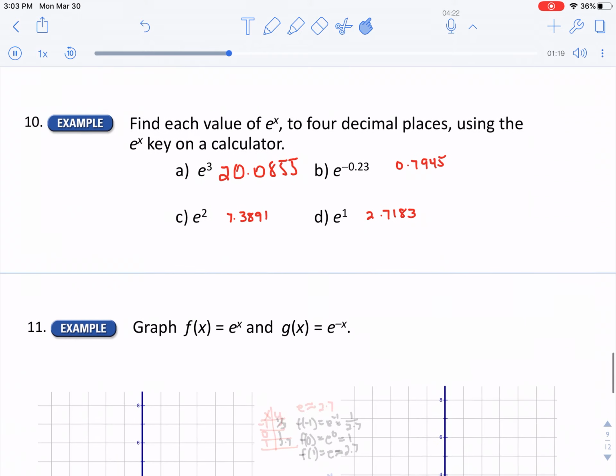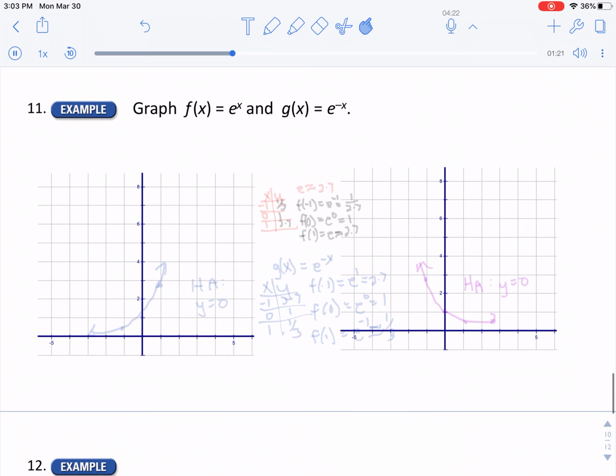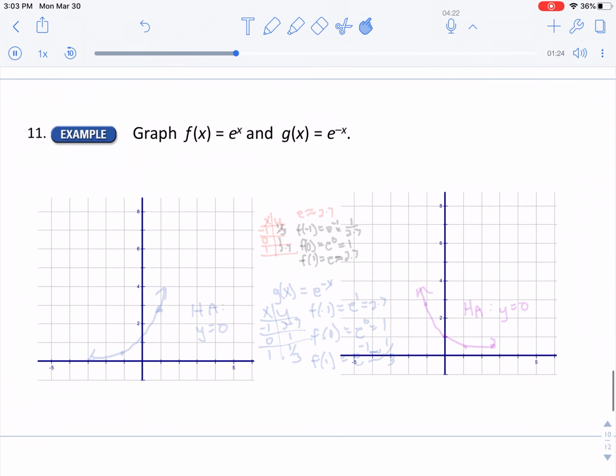All right, let's look at example 11, and it says we're going to graph e to the x and e to the negative x. So we're going to make a t-table. Now remember that if we were in class, we would not be using a calculator. So we want to try to do this without using a calculator. So we're going to make our t-table. And we want our exponent again to be 0, so we put a 0 in for x.